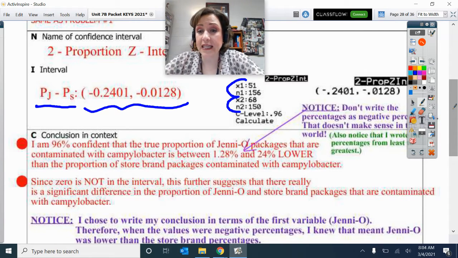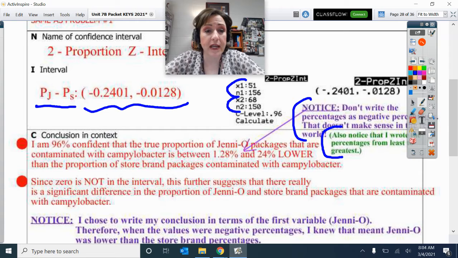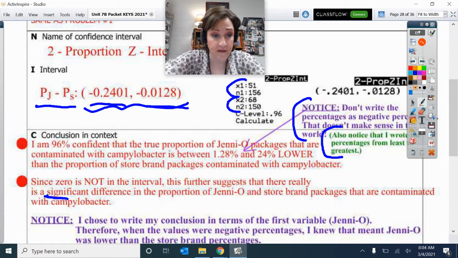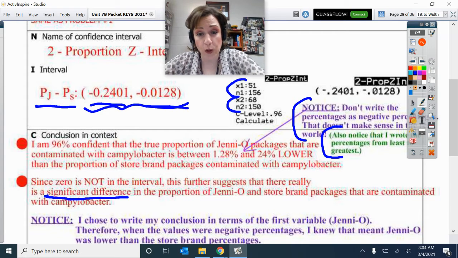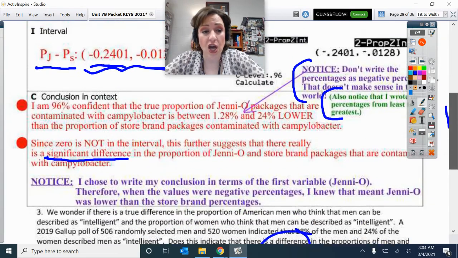Now, again, notice I do not write the negatives or negative percentages because that doesn't make sense. And also notice that I had to change the order because I wrote them from least to greatest. That would make sense. Now, in this case, we also talk about the significance of 0 being in there or not. Since 0 is not in there, this is evidence of a significant difference in the proportion of Genio and store brand packages that are contaminated. Okay, so we have evidence of a difference.